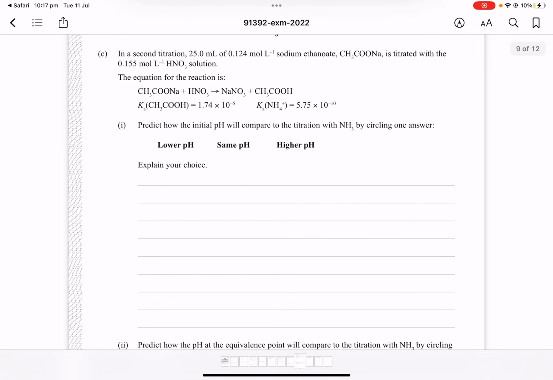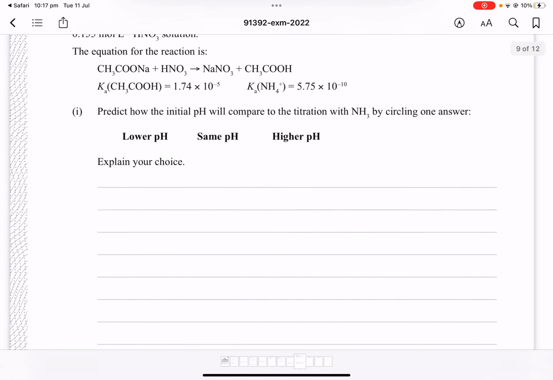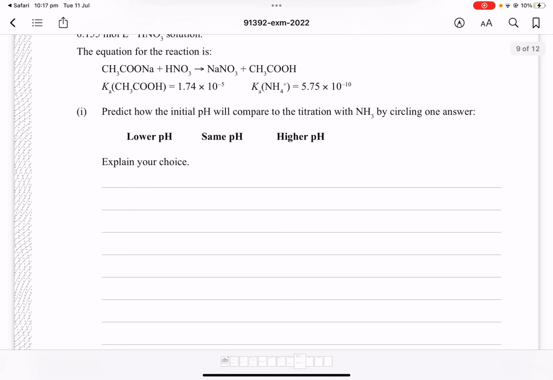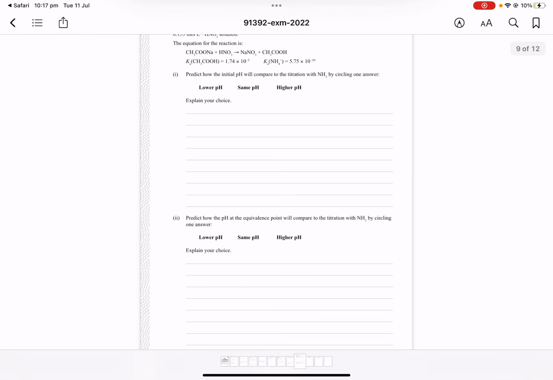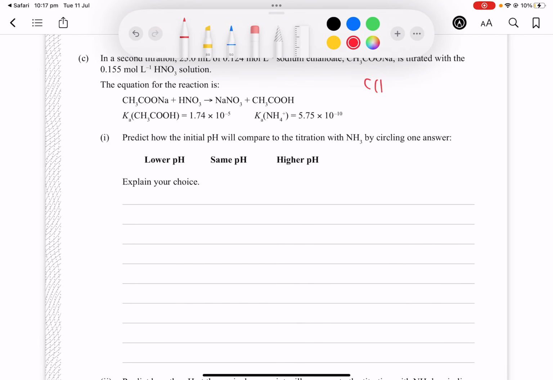Okay, question C. In the second titration, 25 milliliters of 0.124 mole per liter sodium ethanoate is titrated with 0.155 mole per liter HNO3. The equation is given below, and we have the Ka values of both of the species, NH4+ and CH3COOH. Predict how the initial pH will compare to the titration of NH3 by circling one answer. So initially, we have some CH3COO minus, and that's basic.